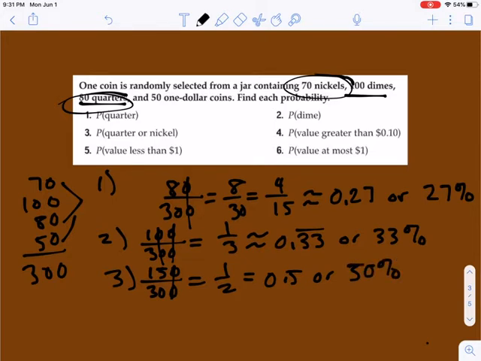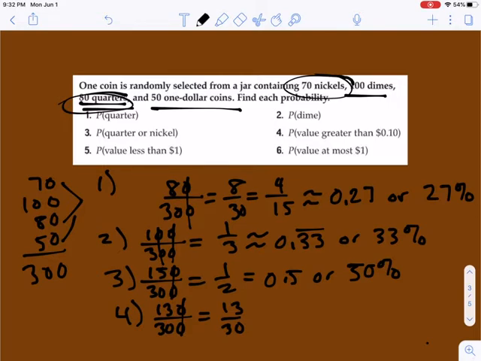All right, for a value greater than 10 cents, well, that would be the quarters or the $1 coins, right? So that would be 130 out of 300. Get rid of a 0, 13 out of 30. And then you could figure out what those decimals are. We won't do that. So I think you're getting the idea here. It's the possibilities over the total number of outcomes, right?